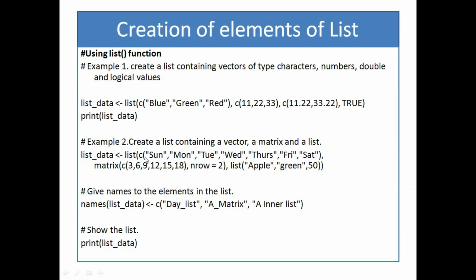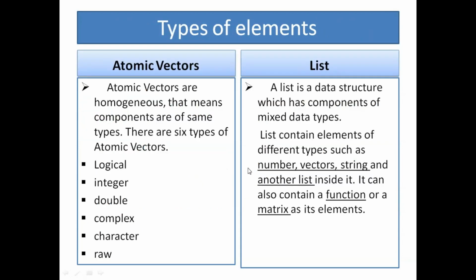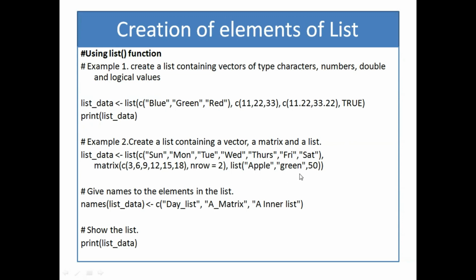Okay. A list contains three components. The first one is a character vector. Second one is a matrix. And third one is an inner list. So this list, which contains apple, green and 50, is an inner list. So a list contains a list itself, and this actually is the flexibility of a list. Now I will demonstrate how to create elements of a vector, how to create elements of a list, and how to access them using RStudio. Okay.